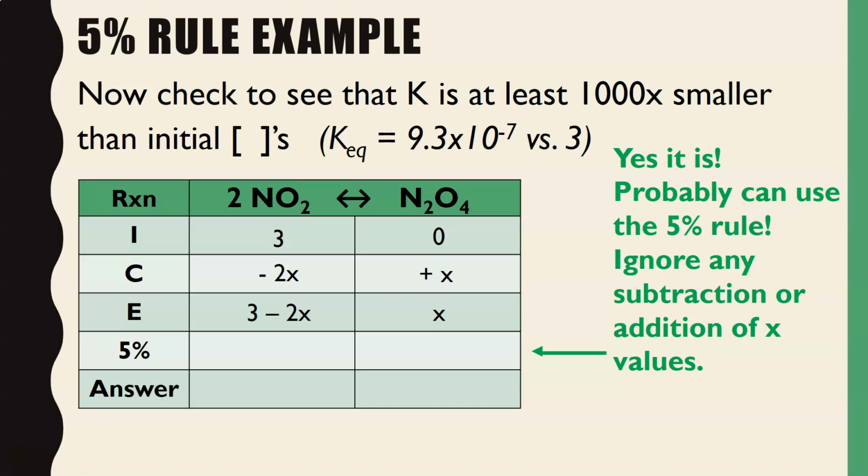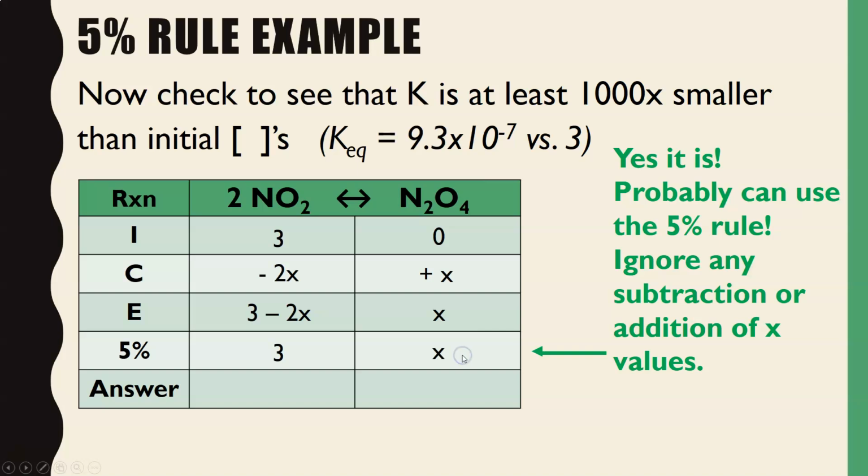So what I'm going to do is ignore any place where X is being added or subtracted from another number. So instead of saying 3 minus 2x, I'm assuming that this is so small I don't care. Compared to 3, this is a tiny amount. Just leave it as a 3.